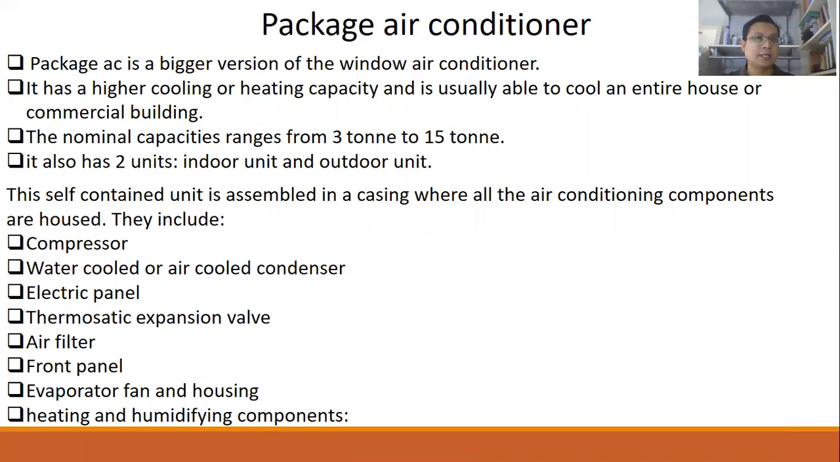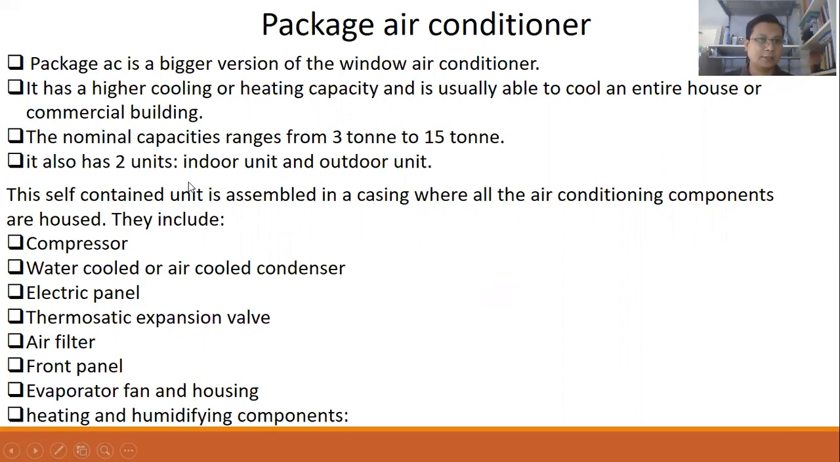And then the last topic, this one is the last topic in this chapter. We will discuss the package air conditioner. So what is the package air conditioner? It is a bigger version of the window air conditioner. It has higher cooling or heating capacity and is usually able to cool an entire house or commercial building. The nominal capacity ranges from 3 tons to 15 tons. So if we want to implement a cooling system of more than 3 tons, we can use the package air conditioner.